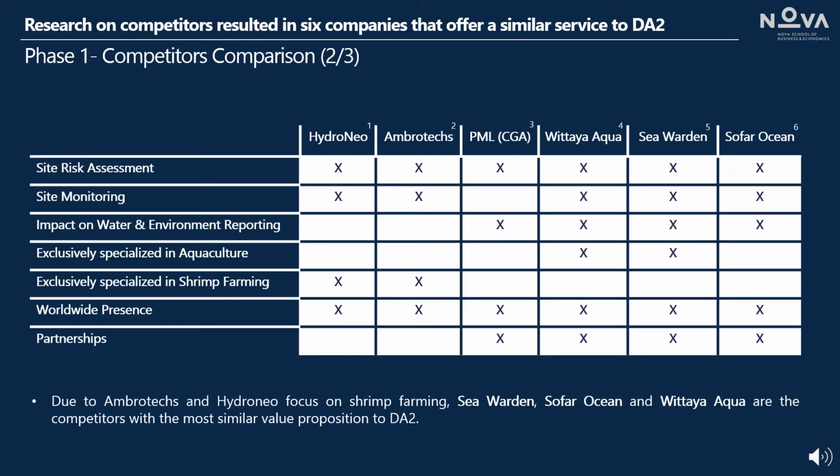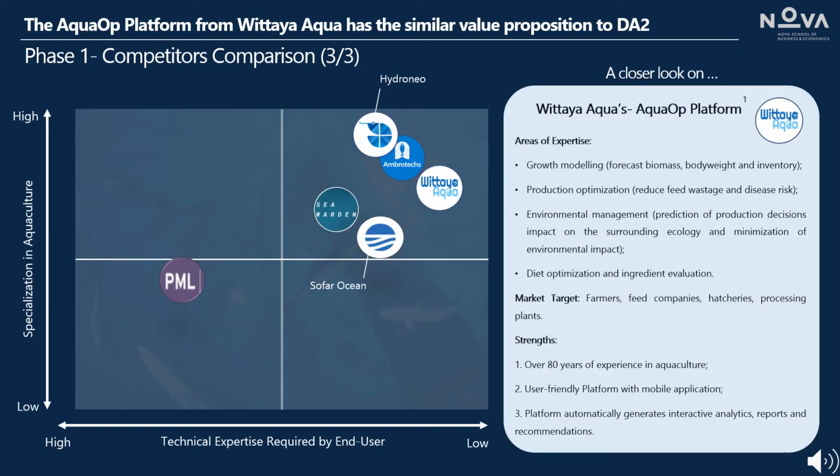Here we can have, after our research on competitors, a better overview of the similar services offered by our 6 main competitors. And now, to end our competitor analysis, we can see on this map that the AquaOpt platform from Witaya Aqua has the most similar value proposition and offer to DA2.